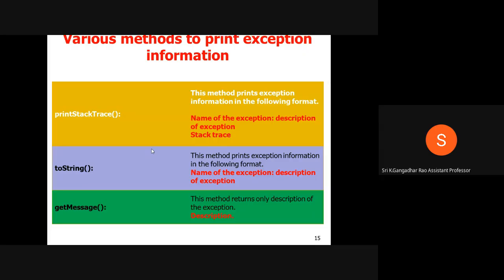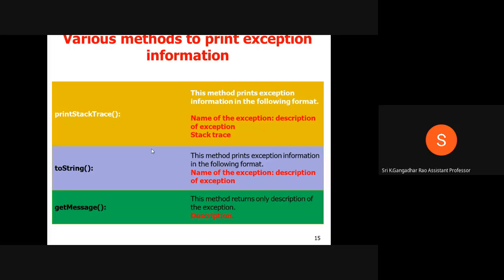That entire stack trace means, for example, in the main method doStuff is called, and in doStuff doMoreStuff is called. In doMoreStuff the exception has occurred. Then it is going to display first doMoreStuff, next doStuff, and then the main method. That is the stack it is going to display. If you want such detailed information displayed, you have to use the method called printStackTrace.